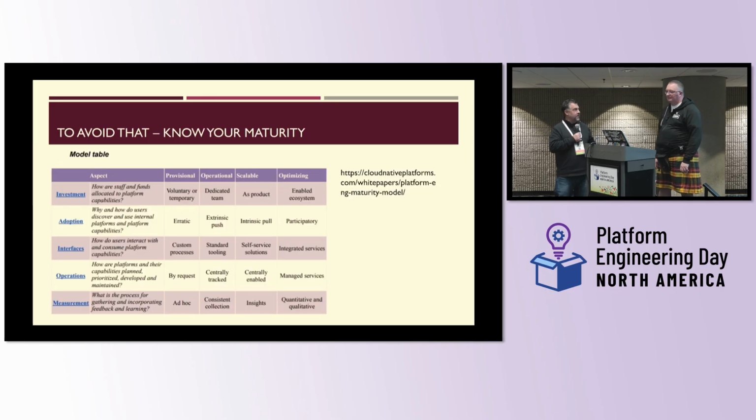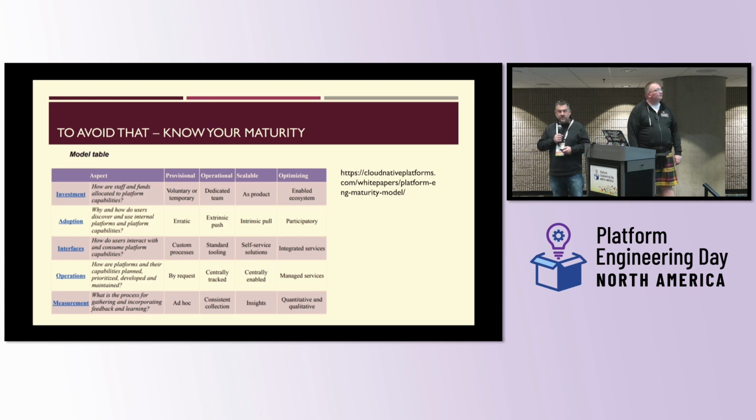And the best way to do that is to know your maturity, know where you are, right? And so we had this artifact that's been around for about a couple years now, I think, that helps us understand where we are from a maturity standpoint. And it does that by looking at 5 different aspects you see there: investment, adoption, interfaces, operations, and measurement, and then gives us these different levels, like provisional, operational, scalable, optimizing. So if you haven't read this, you need to go check it out, right? This tells you where you are.